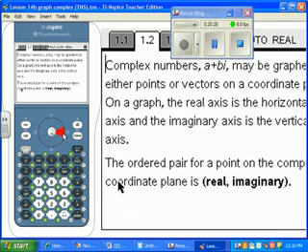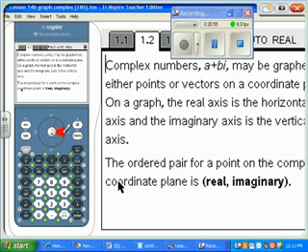So, complex numbers, there's our a plus bi form, can be graphed either as points or vectors. We're going to graph them as vectors. Now, every single one of you should have heard the term vector before, correct? You all took geometry last year. On a graph, the real axis is the horizontal, okay? So x is now real. Y is going to be imaginary. So instead of dealing with x and y, we're now dealing with real and imaginary, okay?